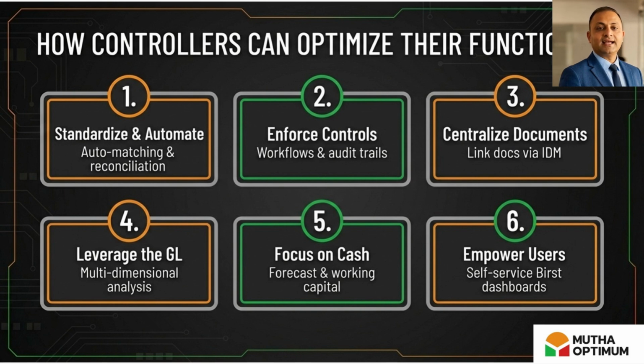3. Centralize documents in IDM. Link every key document to the right transaction and master record. 4. Use multidimensional GL and budgeting. Segment data by cost center, project, region, and product line. 5. Focus on cash, not just numbers. Close faster, but also forecast cash and manage working capital.